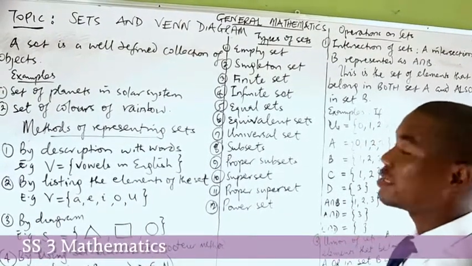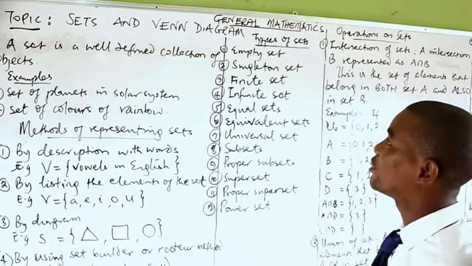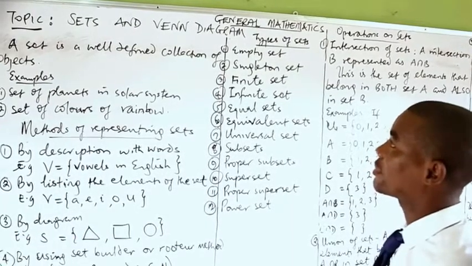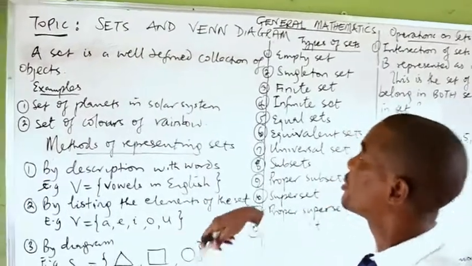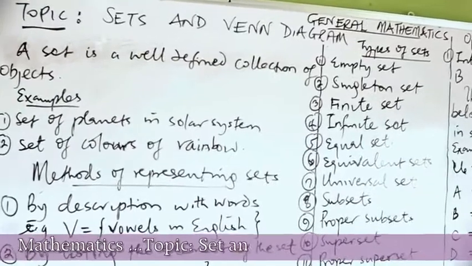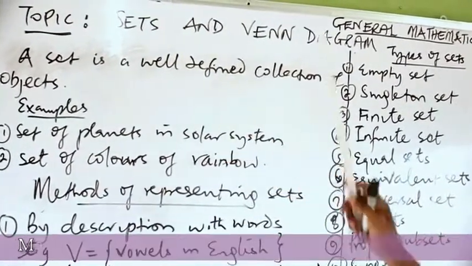To start with, my name is Omoribola James, and I will be taking you in SS classes this topic called set and Venn diagram. Set and Venn diagram.